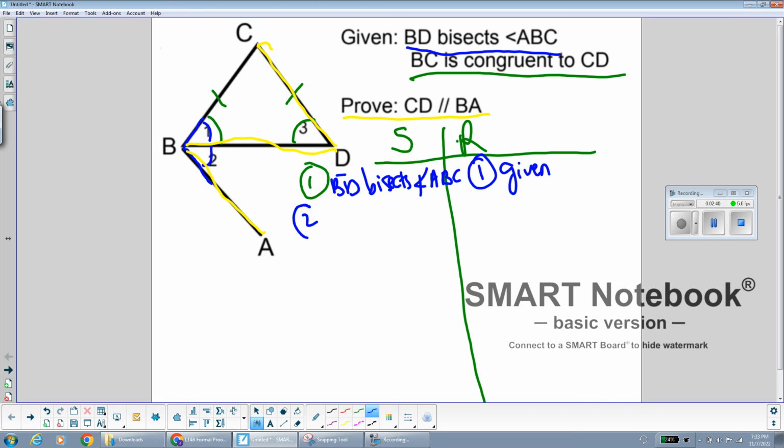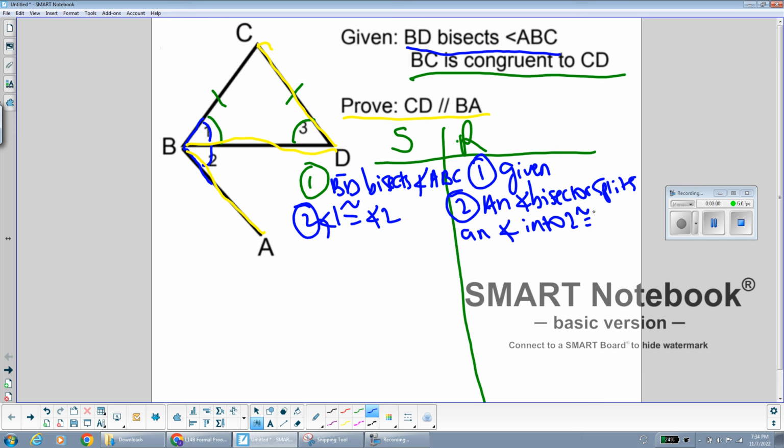And from knowing that we have an angle bisector, we concluded that angle 1 was congruent to angle 2. And we knew that because an angle bisector splits an angle into two congruent parts. Then we looked at our next given, which was that BC is congruent to CD. And once again, that was given.